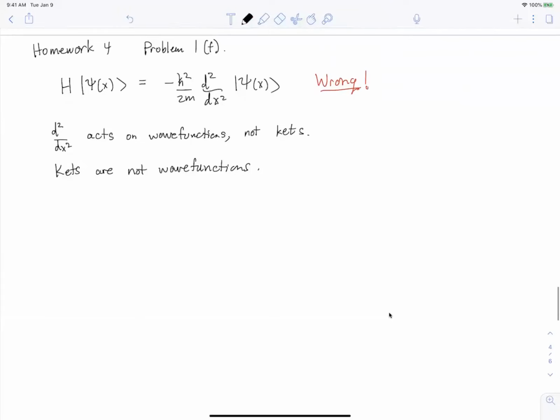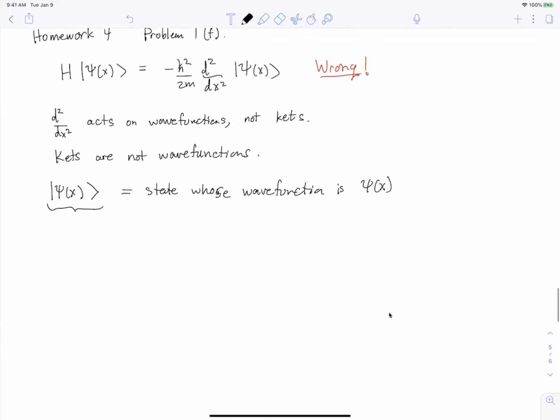Okay, so if I write a ket, and normally I wouldn't want to write it this way, but let's say I wrote it like that. The meaning of this expression can only be that this is the state whose wave function is the function psi of x. But that doesn't mean it is equal to the wave function psi of x.